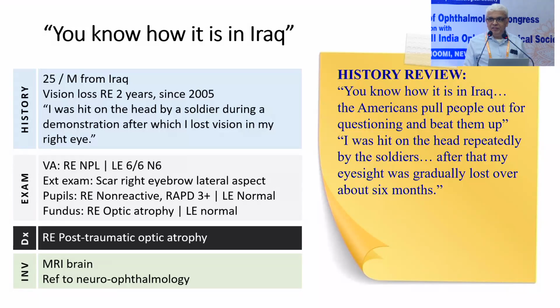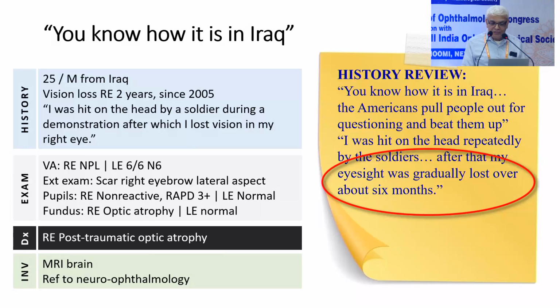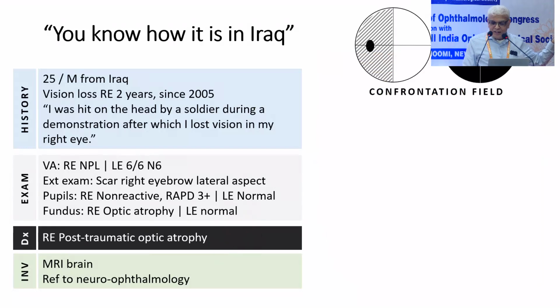Since everything was done for me, I asked him, what is your history? He said, in Iraq, the Americans pull you out for questioning, and because of some resistance, he was hit on the head, and he lost vision gradually over 6 months. And they said, what is this? You can't lose vision gradually over 6 months after an injury with the butt of a rifle. So this diagnosis is not quite right.